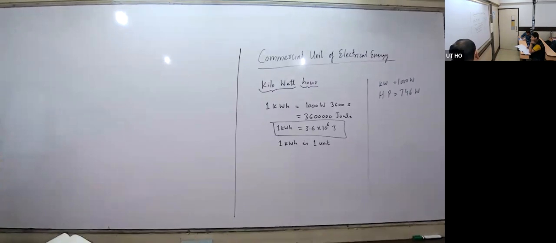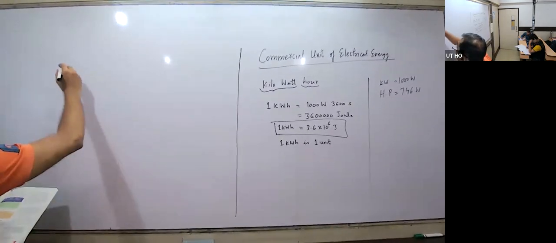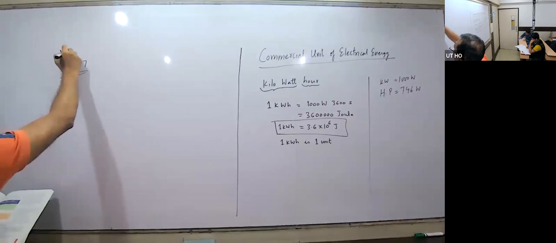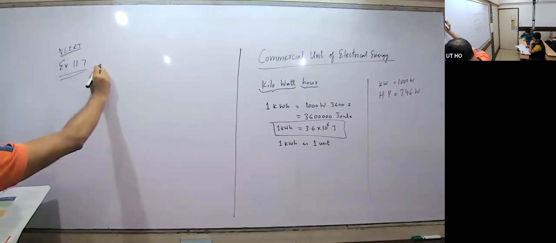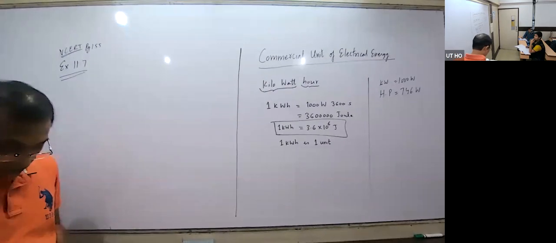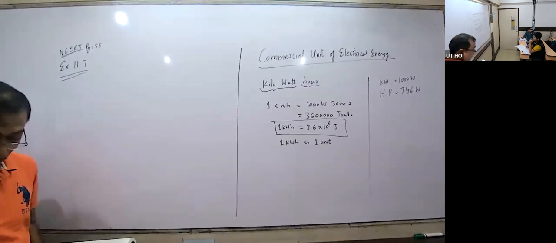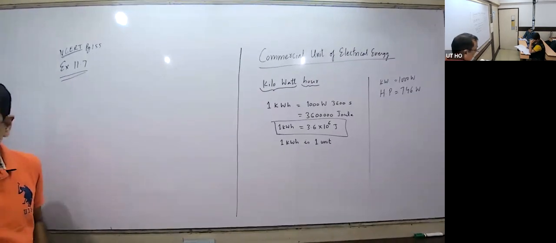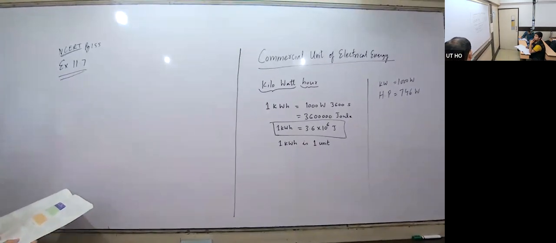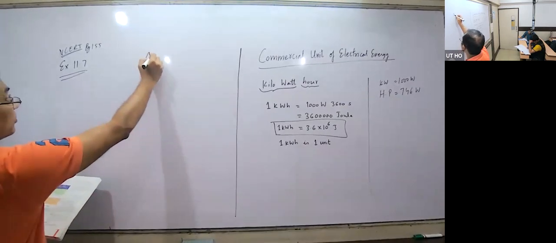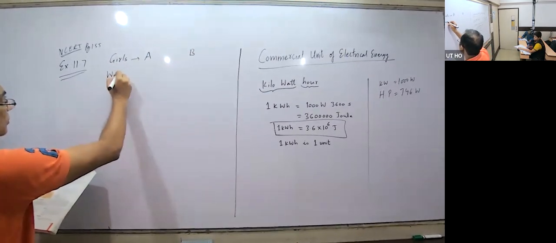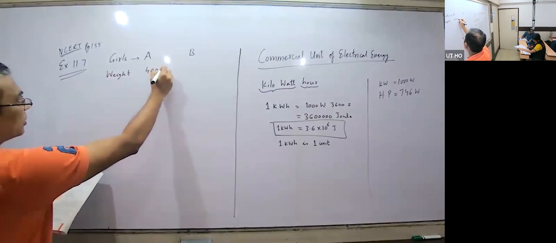So I'll start with the numericals in the NCERT book. Let's say example 11.7 NCERT, on page 155. Okay, shall I read the question? Two girls, each of weight 400 newton. Let's name the girls A and B. Both are weighing 400 newton.